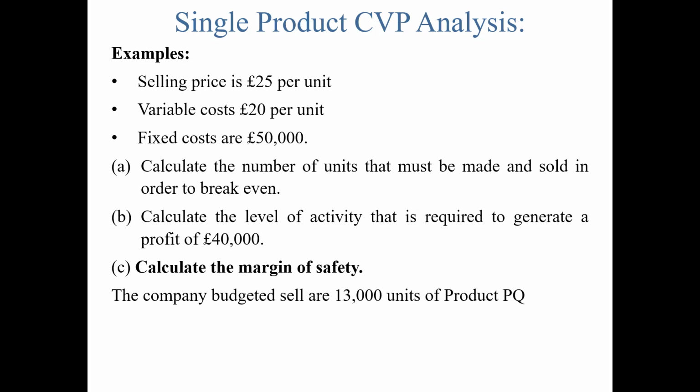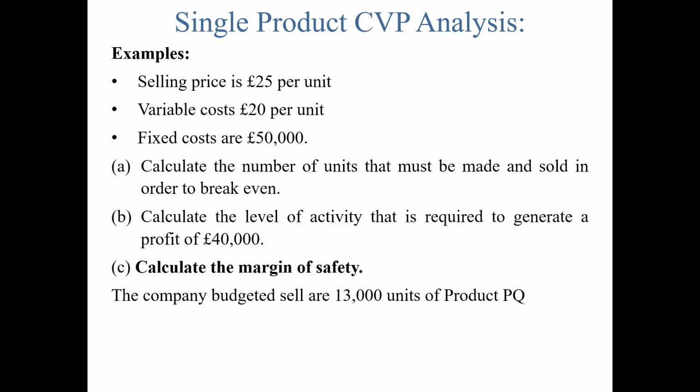For that, I should have some targeted number of units to sell. Now the company's budgeted sales are 13,000 units. Now let's calculate the safety margin. The safety margin will show me that if I do not produce 13,000 units, up to what extent I have the margin and will not be in loss. If I cross that limit, then I will be in loss.